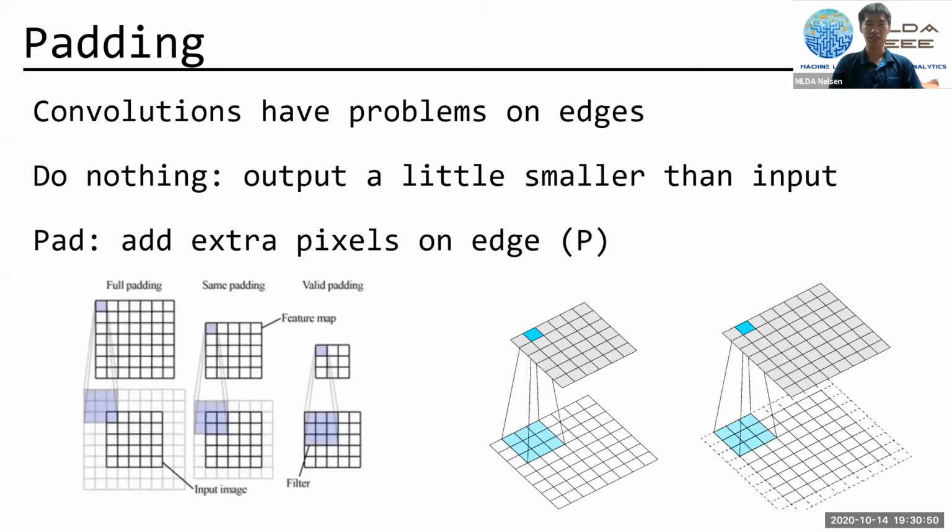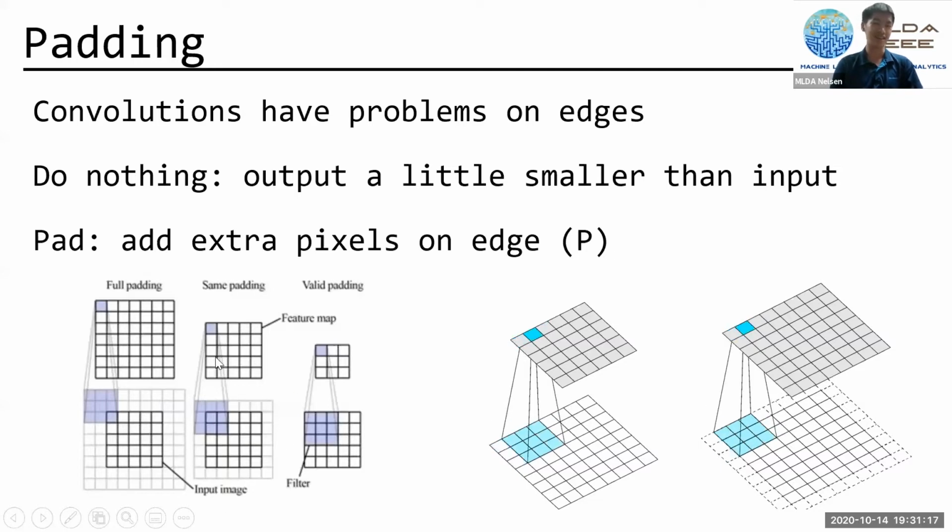So to counter this, we use padding. And there are 3 different types of padding. The first one is full padding. Full padding means that the output size usually is bigger than the input image. The second one is same padding. Same padding is when the output image size is the same as the input image size.